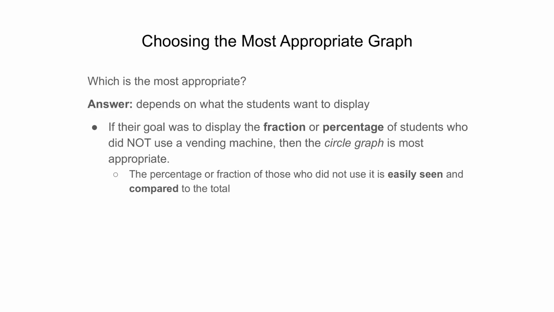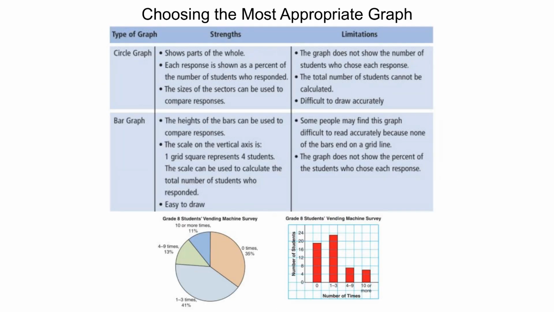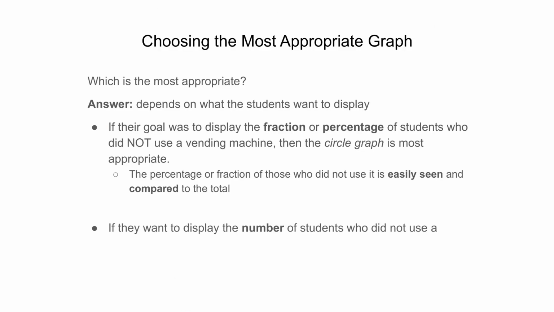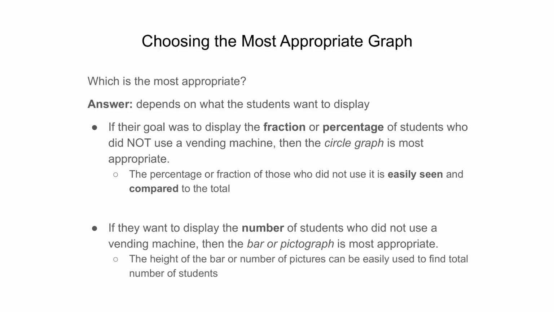So let's go back and look at that. You can see this is the category here that is 0 times. So it's very easy to see it's a pretty substantial size wedge in the pie chart. However, if they want to display the number of students who did not use a vending machine, then the bar or pictograph is more appropriate. The height of the bar or number of pictures can be easily used to find the total number of students. So you want to choose the type of graph depending on the information that you want to convey to the person who's looking at it.